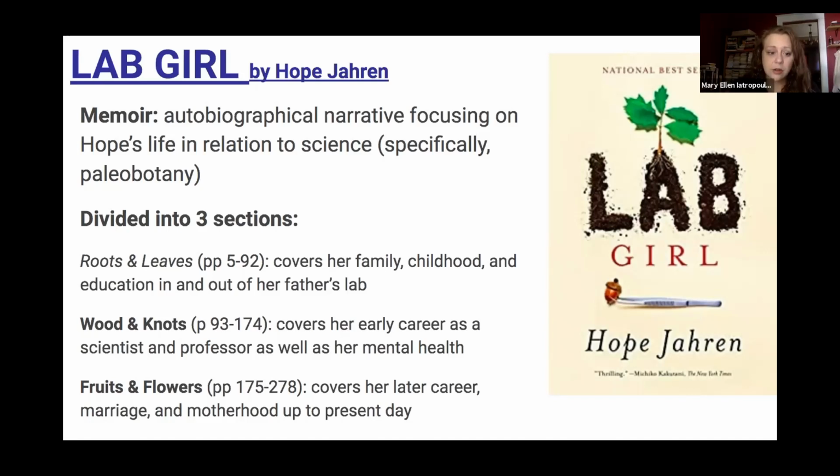The second section, Wood and Knots, covers her early career as a scientist and a professor. It sets the stage for what her everyday life is like working in a university lab, and it also covers her mental health. There is a fascinating and harrowing series of chapters where she narrates a mental health breakdown using the second person. So it's all, you experience this, you wake up on the floor, you can't make sense of things. It is very effective and very scary.